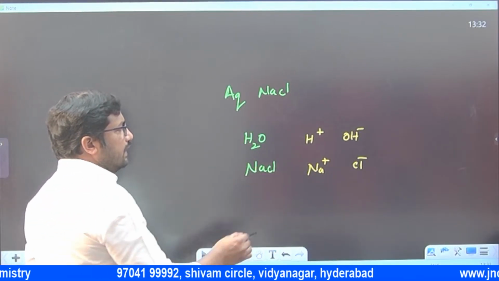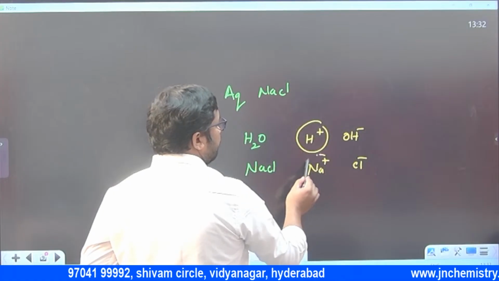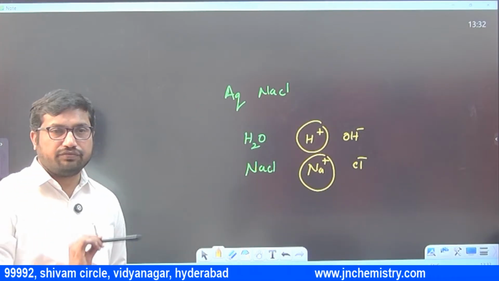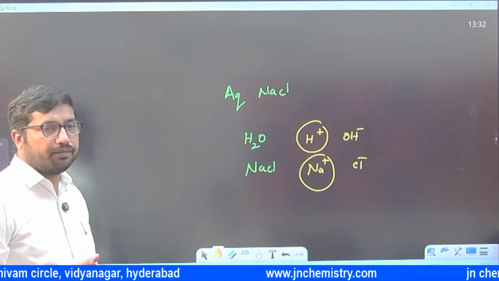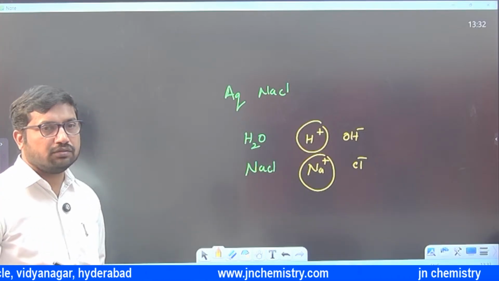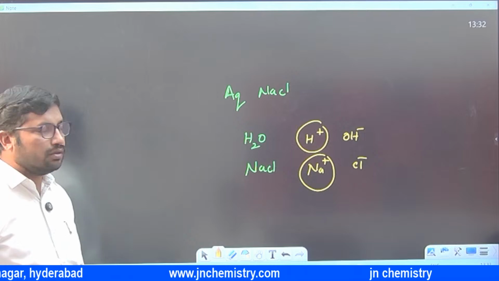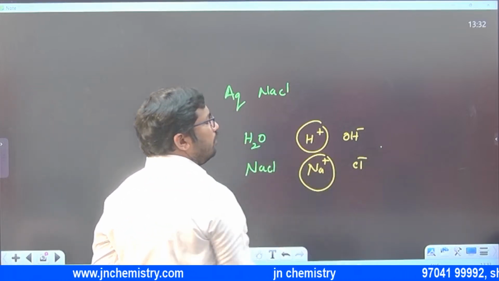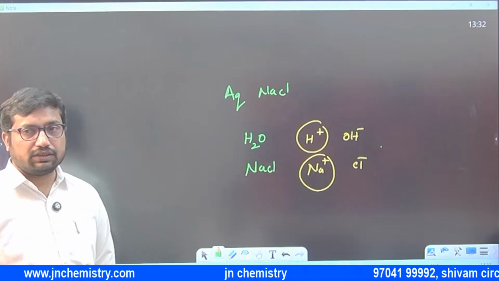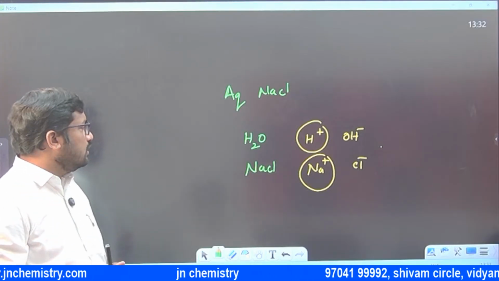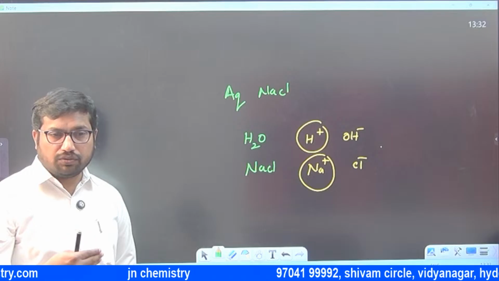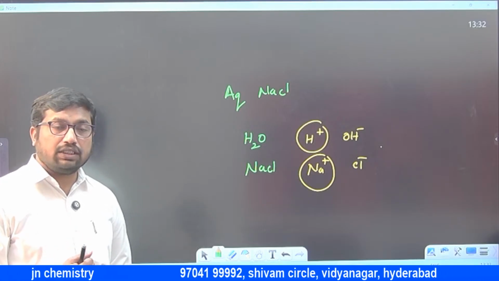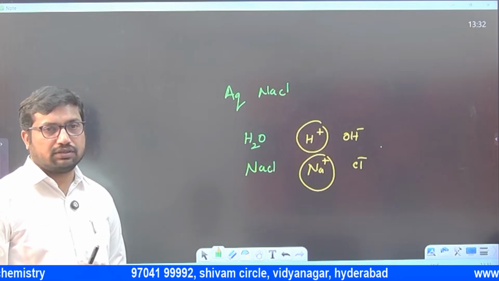So now H+ and Na+ competition is coming here. Which one discharges first at the anode and cathode? Very, very important info. Here the preferential discharge potential theory is there. At one electrode, when 2 or more ions are present, the ion which has the lowest discharge potential discharges first.